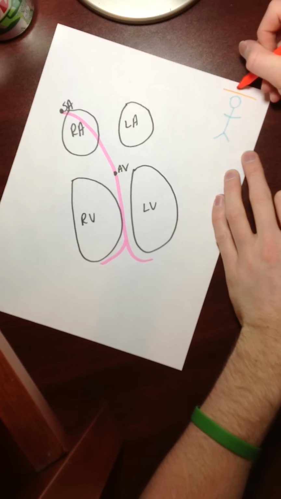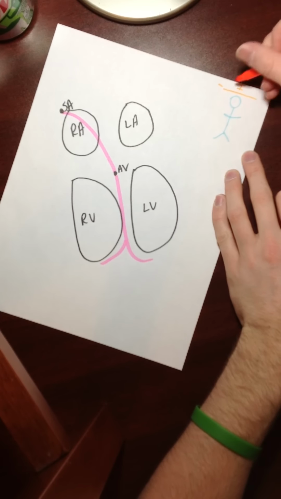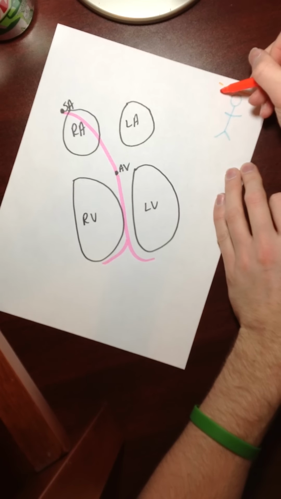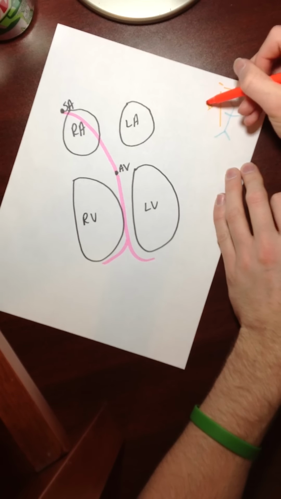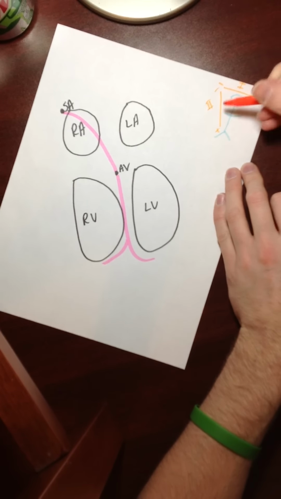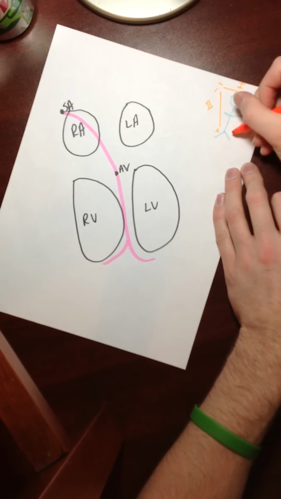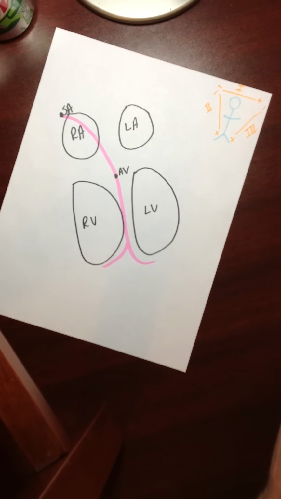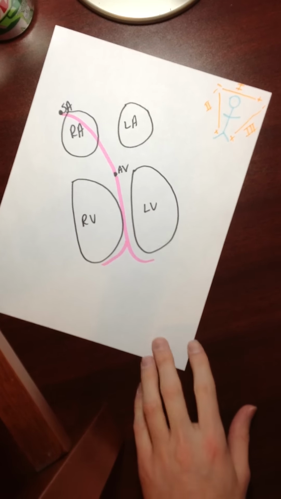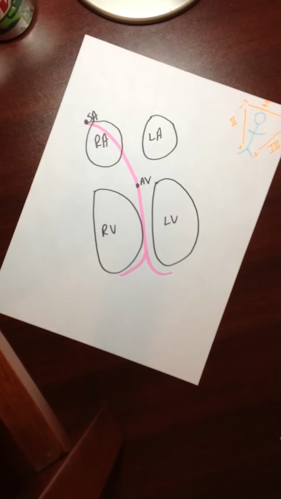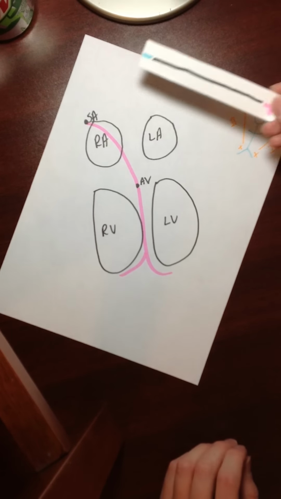Okay, lead 1, as you guys know, goes from the right arm to the left arm. Lead 2 goes from the right arm to the left leg, and then lead 3 goes from the left arm down to the left leg. And the positives and negatives are as I indicated here. Okay, so we're going to pretend that this is my lead 1.